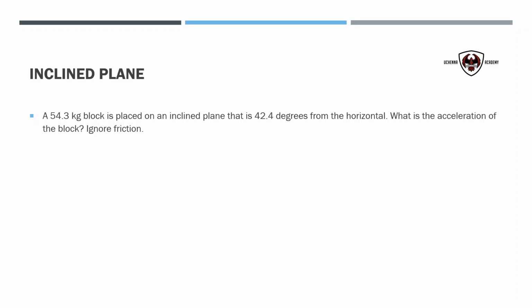Inclined plane problems. In this problem, we've got a block that's placed on an inclined plane that is 42.4 degrees from the horizontal, and we're being asked to find the acceleration of the block. So let's go ahead and draw this block on a plane. There we go, on an inclined plane.